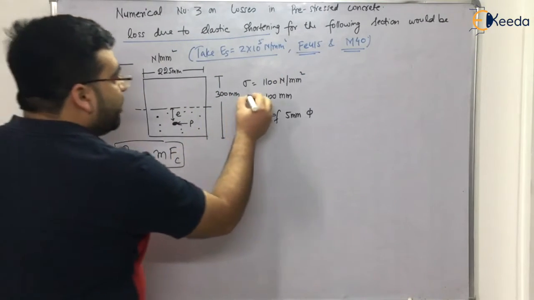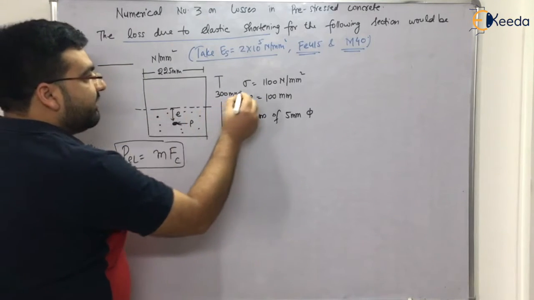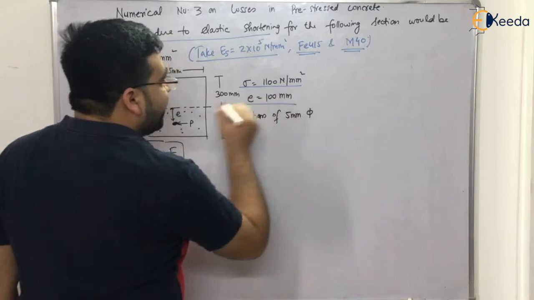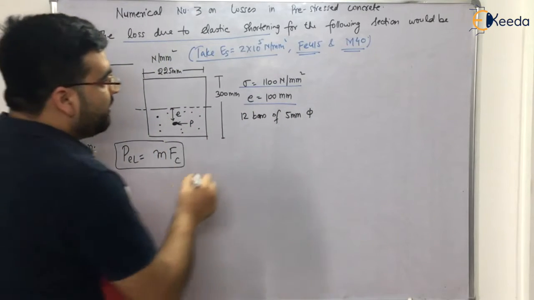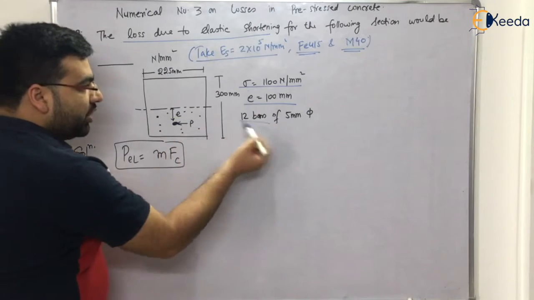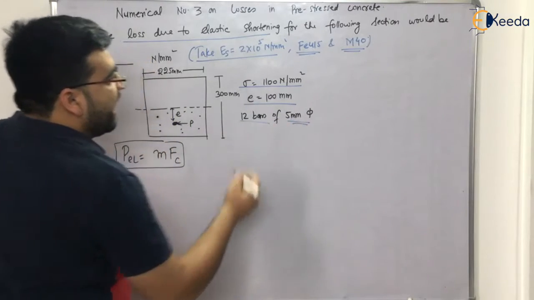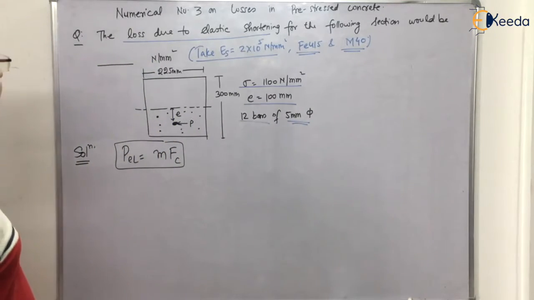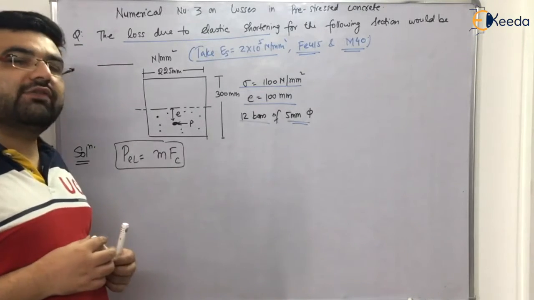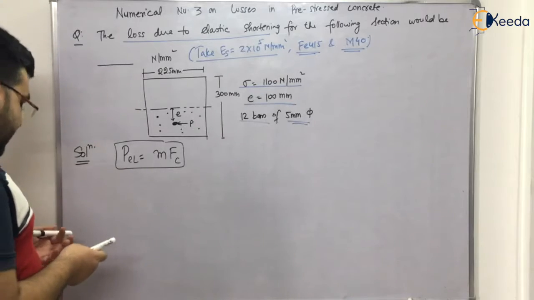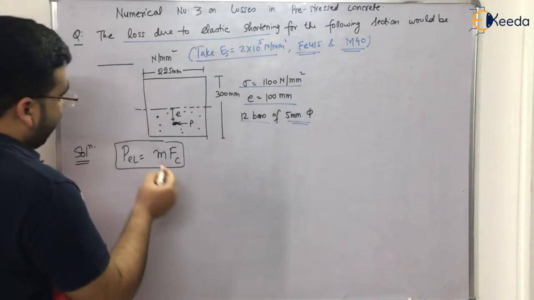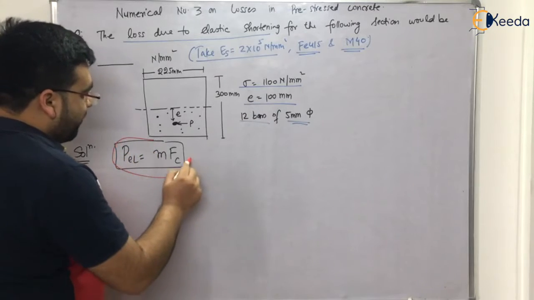The stress at the level of the tendons is given to me as 1100 Newton per mm square. Eccentricity is given as 100 mm, and 12 bars, 1, 2, 3, 4 and so on. 12 bars of 5 mm diameter are given, and I have to determine the losses due to elastic shortening of concrete. I have told you the formula for the elastic shortening of concrete.